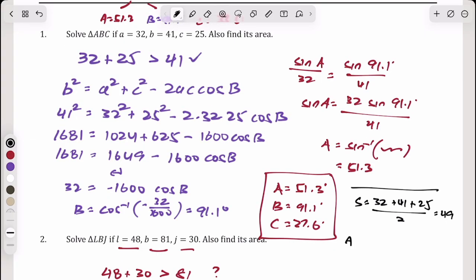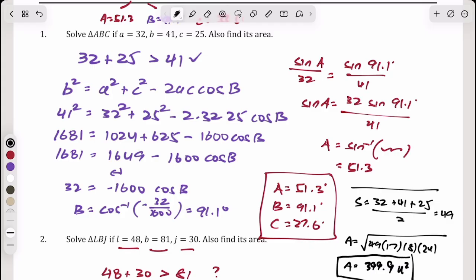Yes. So the area is just the square root of 49 times 49 minus 32, that's 17, times 49 minus 41, that's 8, times 49 minus 25, that's 24. I'm going to punch this in one very quick step on my calculator. So I'm going to do square root of 49 times 17 times 8 times 24. It's telling me 399.9. No units given, so I'm just going to say 399.9 units squared, and we're good to go.